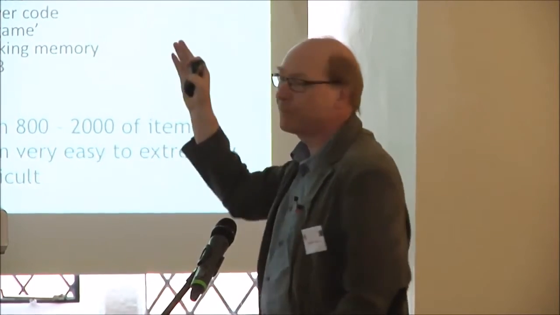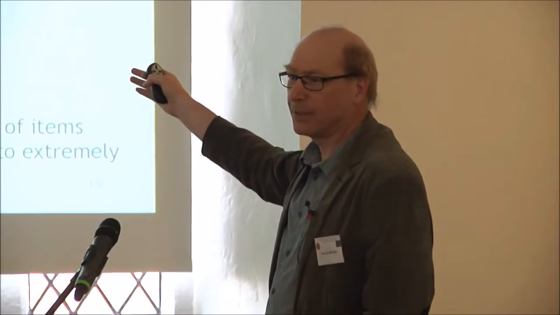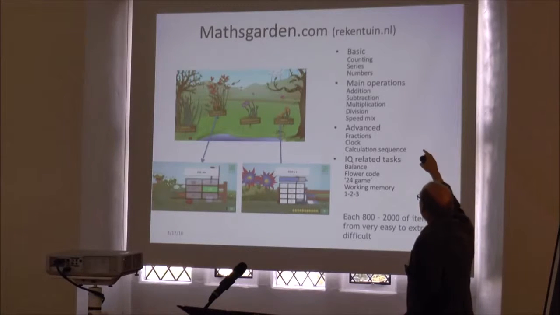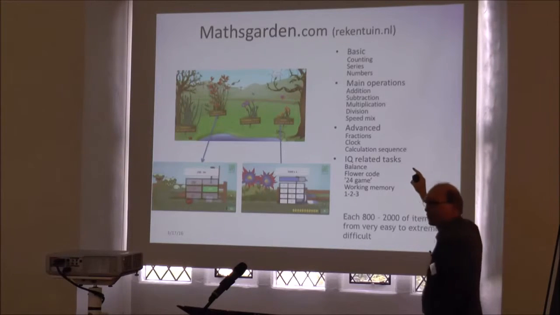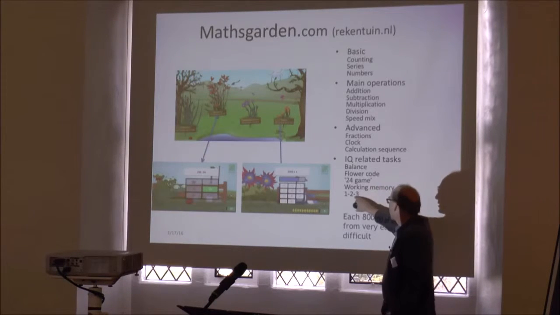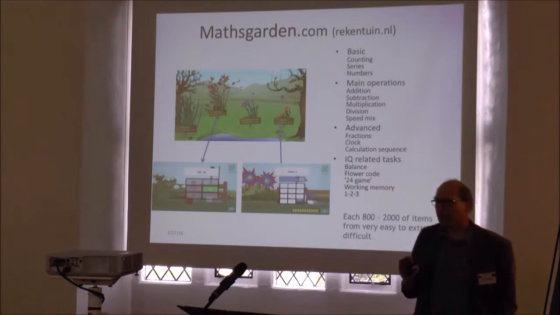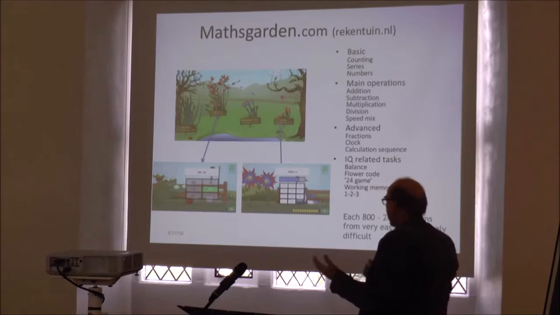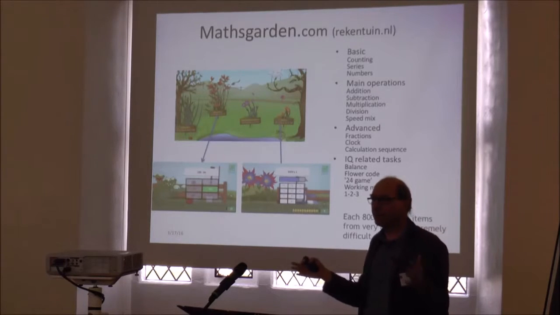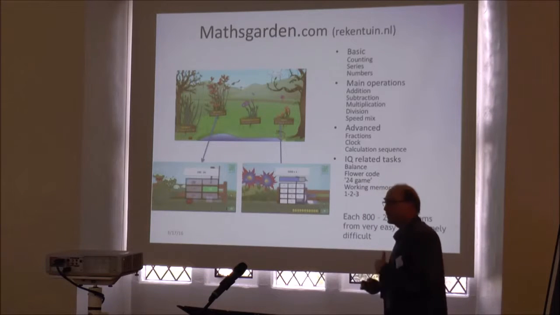And we started with just 4 games: multiplication, addition, subtraction, and division. But nowadays we have lots of games in this system. So counting for younger children, series, number operations, but also fractions, clock reading, but also some IQ-related tasks like working memory. This is the famous set game. This is about deductive reasoning. So we add more and more games. In principle, we can put any game in there for which we can build a large item database with a huge variation in difficulty, and which can be scored automatically.